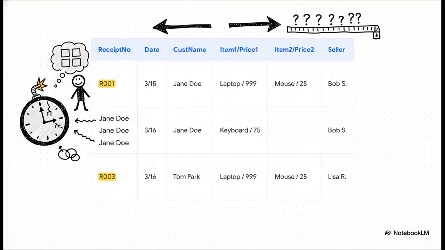Okay, so here it is, our junk drawer in all its glory. Now, once you see the problems here, you won't be able to unsee them. First, look at this. Item 1, price 1. Item 2, price 2. I mean, what if someone buys 10 things? Are we just going to add columns forever? That's just nuts. And even worse, look at Jane Doe's info. Her name, her phone number, copy-pasted for every single item she buys. That right there is a ticking time bomb.